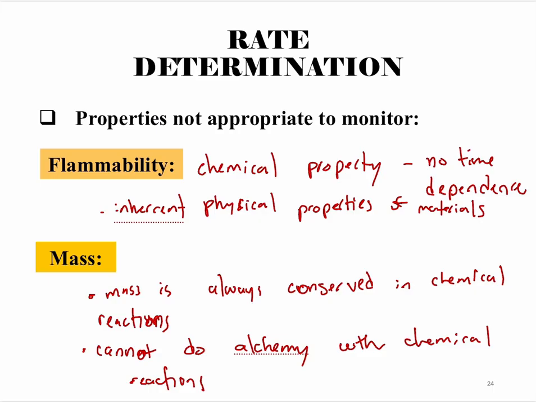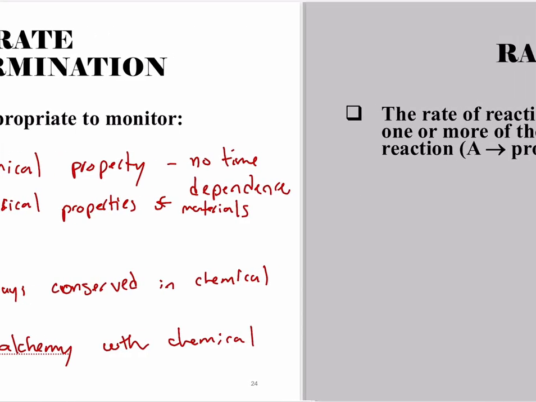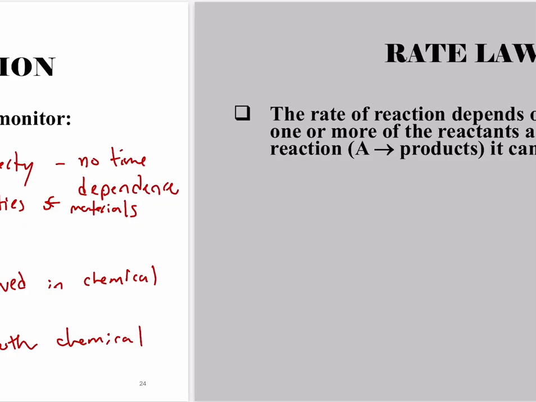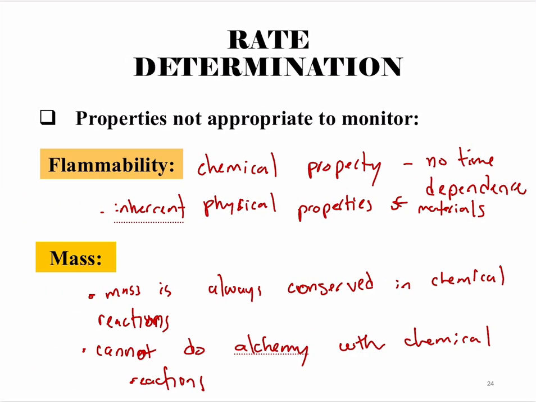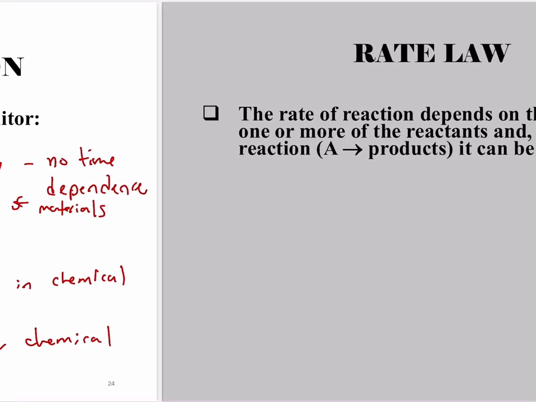But that has to deal with the chemistry of the nucleus of atoms. So mass is also not that useful to us for rate determination. And so this leads us to what's going to be the experimental rate law of our reaction.